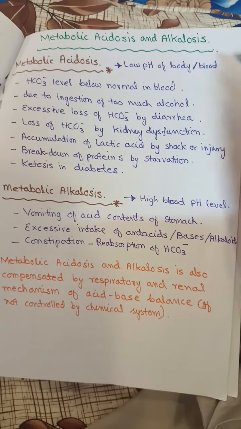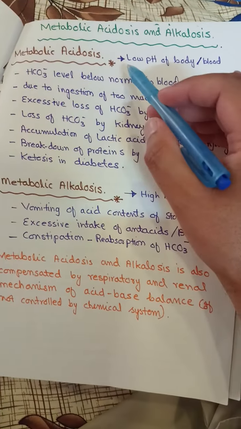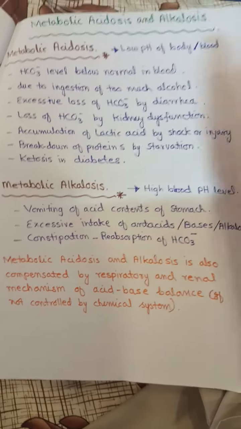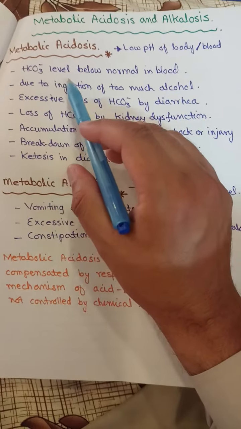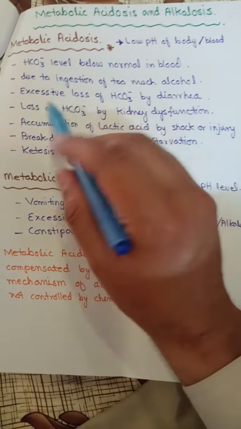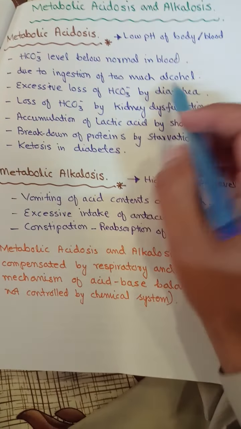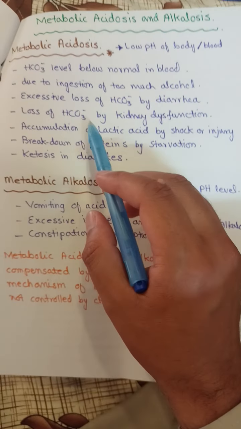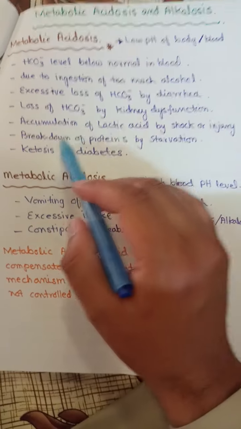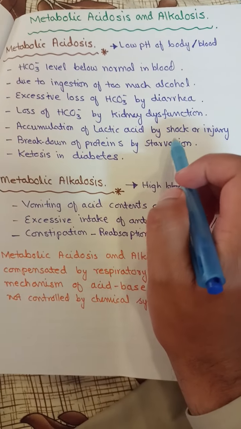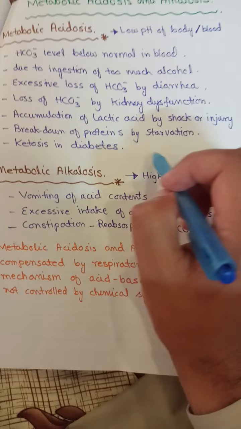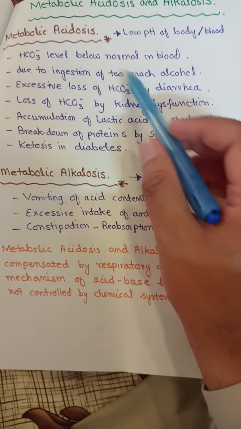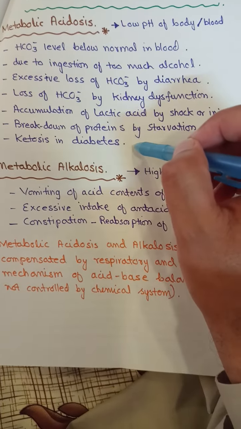Metabolic acidosis and alkalosis. During metabolic acidosis, low pH of the body or blood occurs, and it is due to bicarbonate ion level below normal in blood, due to ingestion of too much alcohol, excessive loss of bicarbonate ion by diarrhea, loss of bicarbonate ion by kidney dysfunction, accumulation of lactic acid by shock or injury, breakdown of the proteins by starvation, and ketosis in diabetes. So these are the conditions which cause metabolic acidosis.